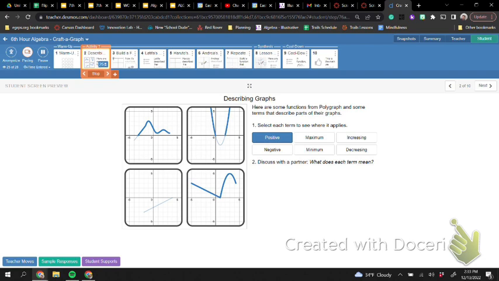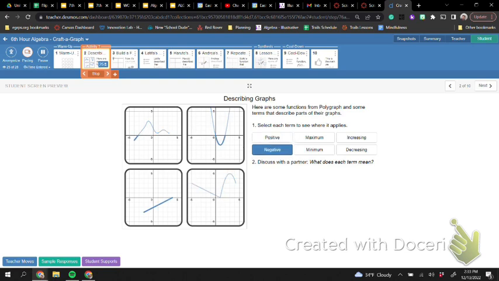What do you think positive gets mixed up with the most in this terminology? Who can raise their hand and tell me which one? Nico, which one do you think? Slope. So slope can be positive, but does something with a positive slope have to be above the x-axis? No, so it's not positive slope. Positive in terms of a function is above the x-axis.